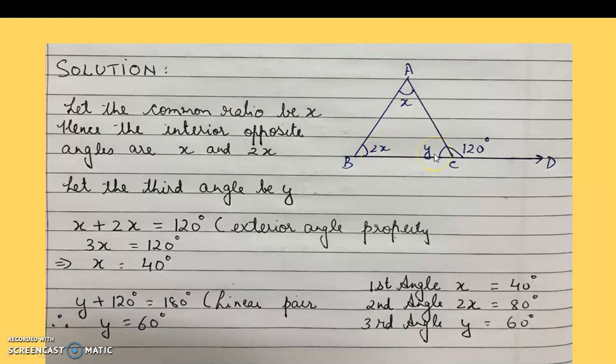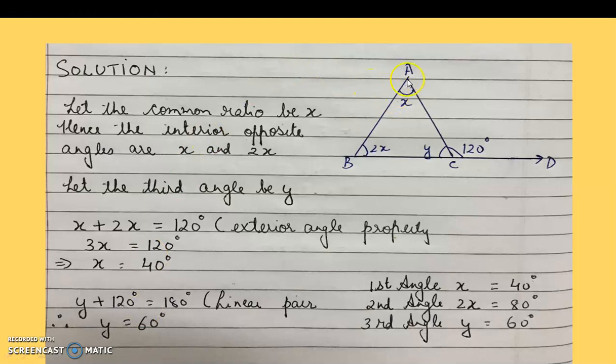I have taken the third angle of the triangle to be y. Now coming to the exterior angle property, 2x plus x will be equal to 120 degrees. On solving, we will get 3x is equal to 120 degrees, or x is equal to 40 degrees. Like the previous question, y plus 120 degrees will be 180 degrees. This is a linear pair. On solving, we get y is equal to 60 degrees.